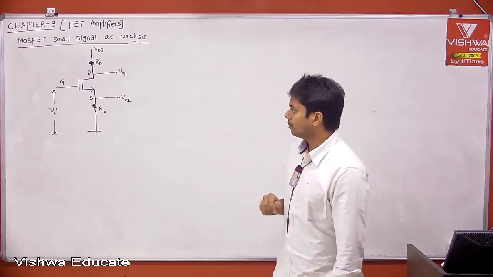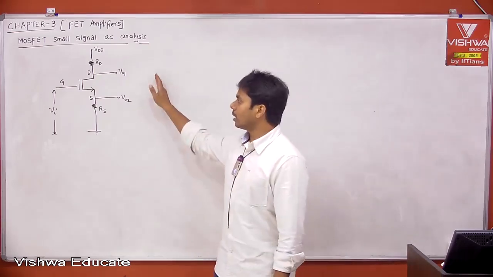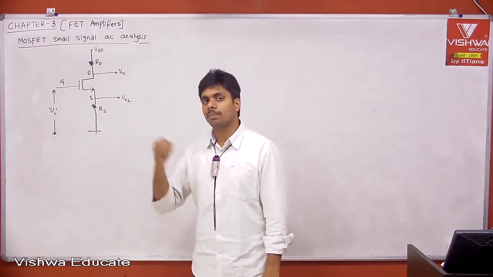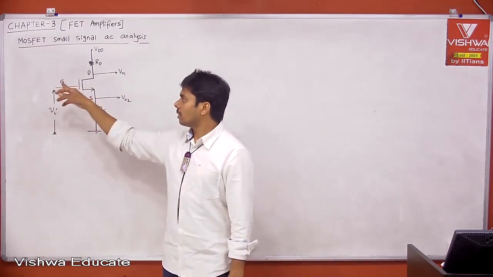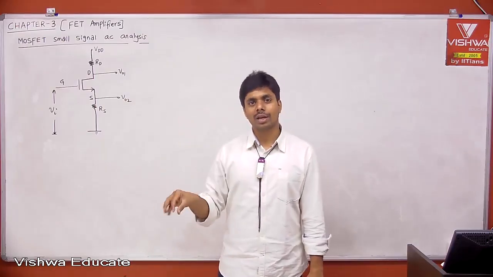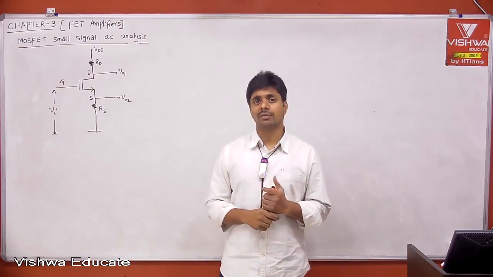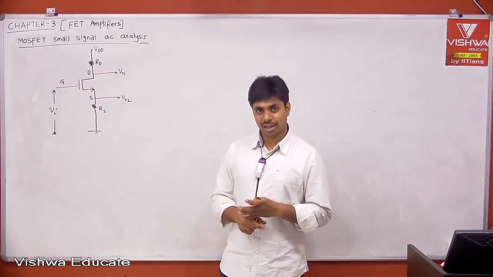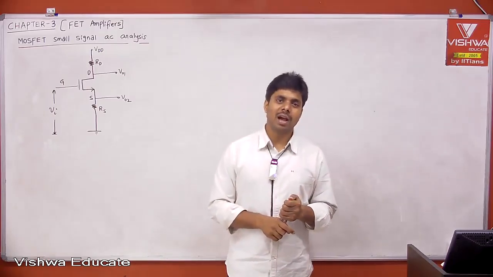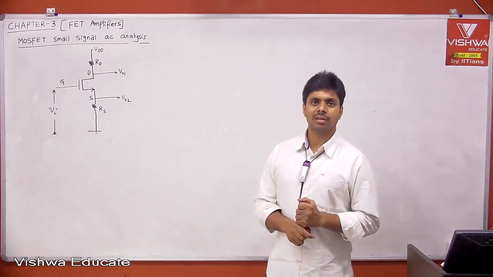Now, current gain. What is current gain? Tell me the definition of current gain. Output current, the current which is entering into load, divided by the input current, the current which is entering into your amplifier. Tell me the current which is entering into your amplifier. 0. Output current divided by input current 0, then output current by 0 is infinity. Is current gain infinity? Yes, according to the definition, AI is equal to IL by I1. I1 is 0 because input current is 0, then current gain is infinity, right?